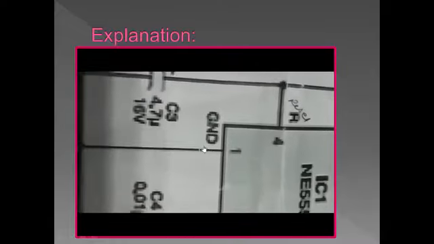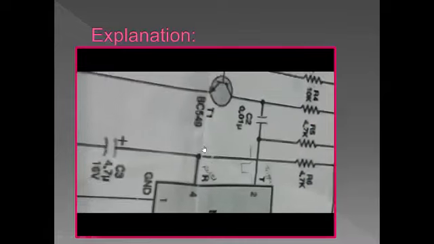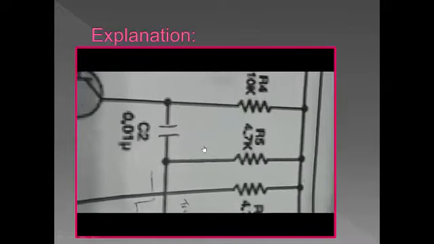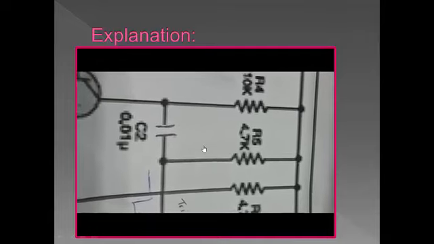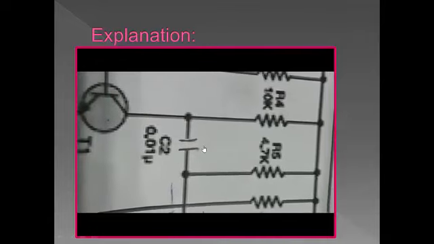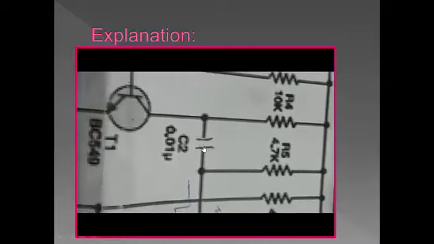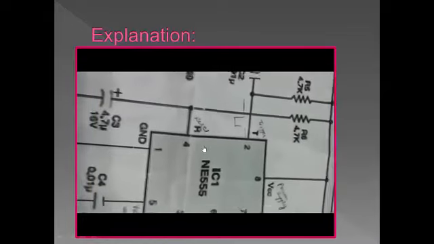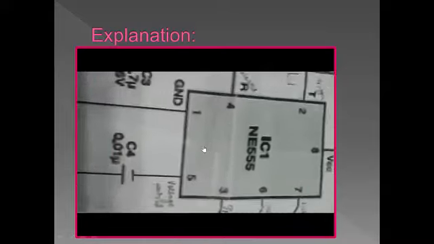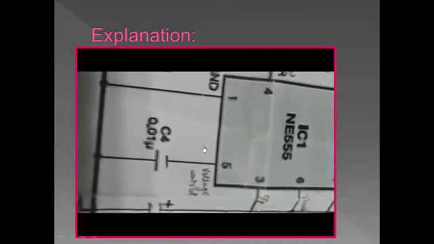For the reset pin 4 of IC1 is made stable by R6 resistor of 4.7 kilo ohm and capacitor of 4.7 microfarad. Resistor R5, that is over here, acts as a pull-up resistor for triggering pin 2 to keep the trigger pin high in standby mode. The high output from IC1 is used to power IC UM66, as you can see here.